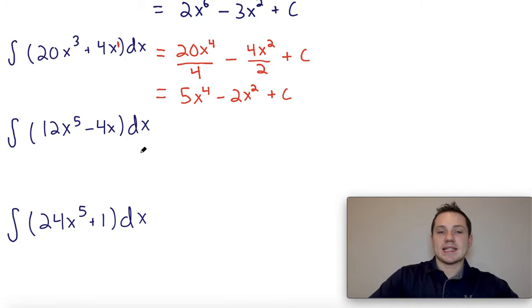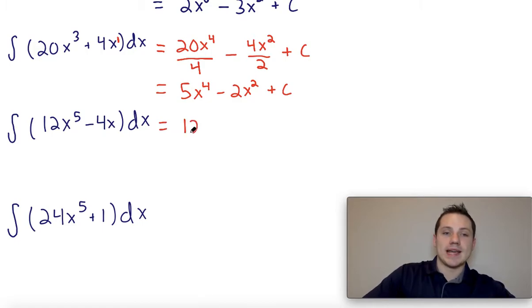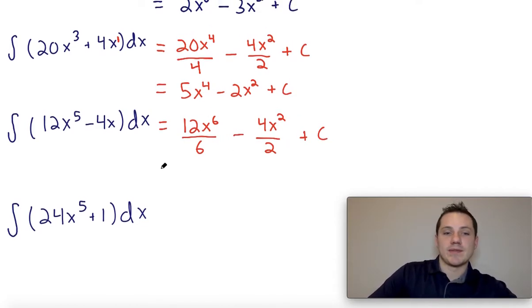Can then take a look at this next problem here. So 12x to the fifth, what we're going to do is add 1 to the exponent. So adding 1 to the exponent, we would have 12x to the sixth divided by 6 minus 4x squared divided by 2 plus c. So again, I'm just adding 1 to the exponent and dividing by the new exponent every time. So this is going to become 2x to the sixth minus 2x squared plus c.